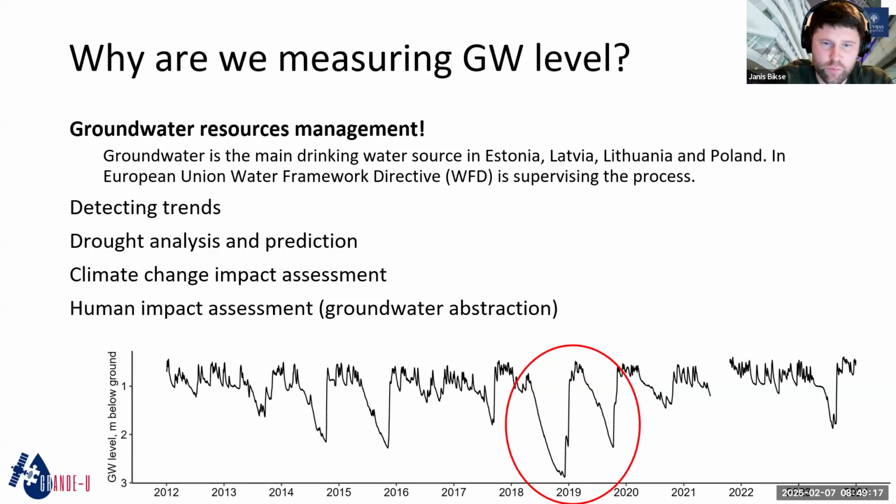For example, in this groundwater time series from Latvia, we can clearly see the impact of the drought in 2018 in Latvia. That was the largest drought event in our measured history. So we can clearly see that the groundwater levels were quite low at the end of 2018.